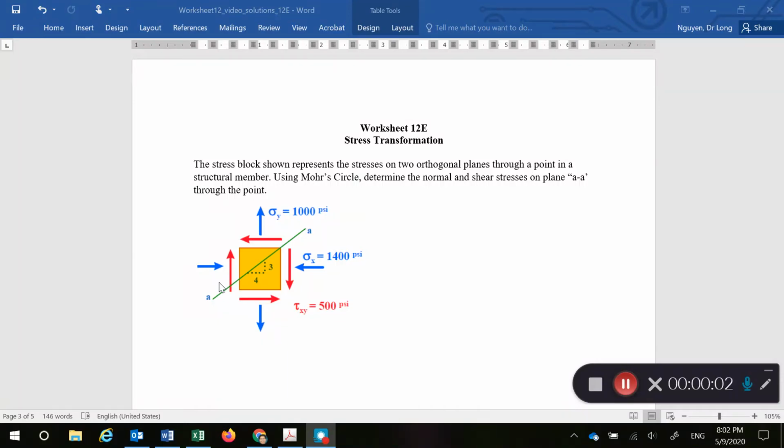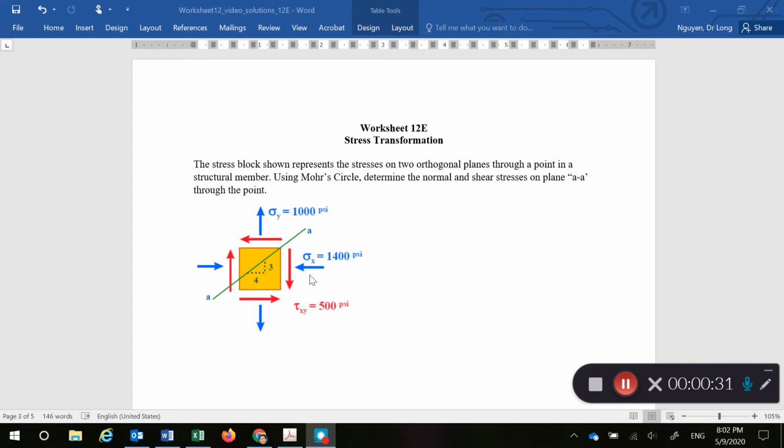Worksheet 12E. The stress block shown represents the stresses on the two orthogonal planes through a point in a structural member. Using the Mohr circle, determine the normal and shear stresses on plane AA through the point. This problem is actually worksheet 12C, but now we use the Mohr circle instead of the analytical method that we did in 12C.